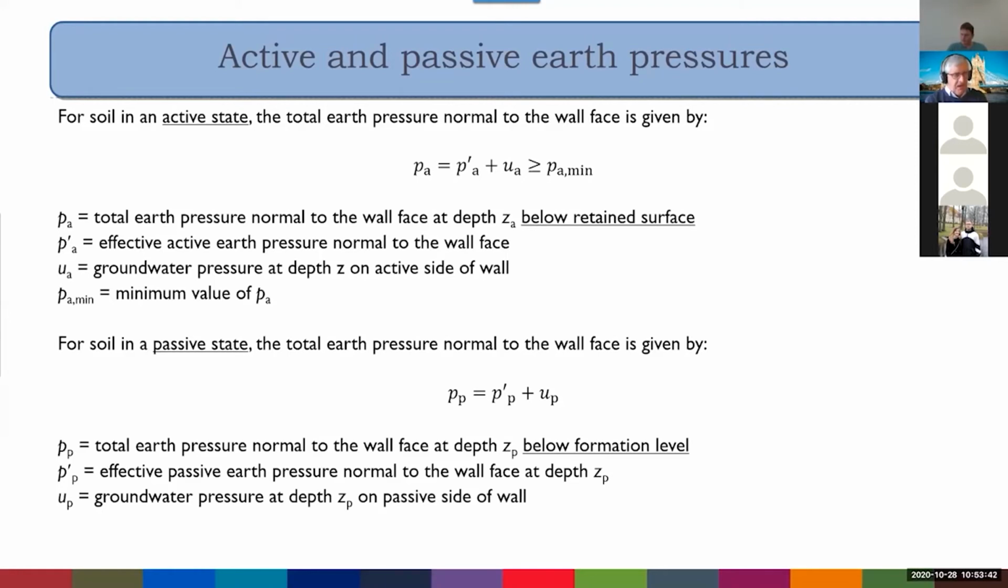On the passive side, the wall is pushing into the soil, and the total passive earth pressure is the effective plus the water pressure. And the difference here is that we don't normally apply a limit to this, certainly not a minimum. We might apply a maximum depending on how large we estimate our passive pressure to be. Normally, we restrict the passive pressure by the application of partial factors. That's what they're there to do, to limit the amount of passive pressure that we mobilize.